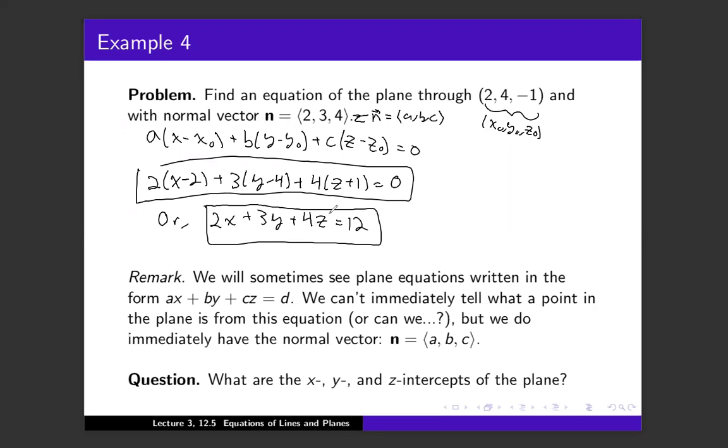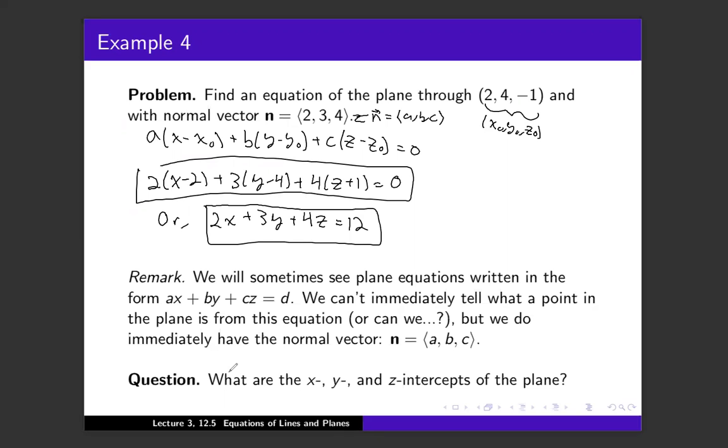And we can always write it in either of these forms, either as the scalar equation that we had before, a(x minus x naught) plus b(y minus y naught) plus c(z minus z naught) is 0, or you can do it as ax plus by plus cz is equal to d. Now, if you do it the second way, you might not immediately be able to tell what a point is from this equation, although sometimes it's not very difficult to do that.